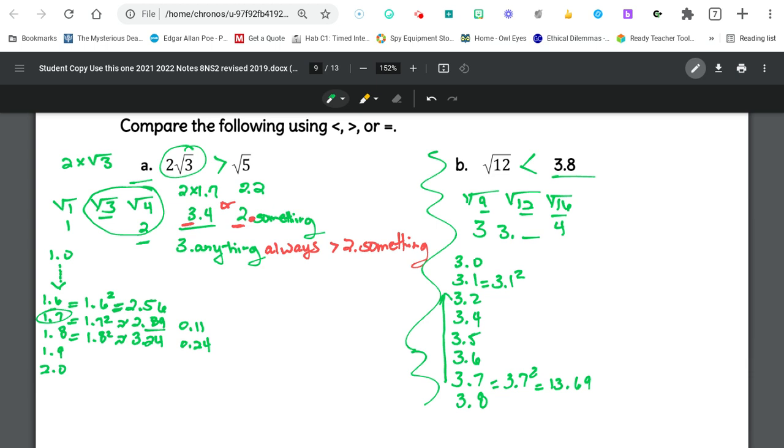Okay? Now, if you check 3.1, so I'm asking you, you get 9.61. You got to use reasoning skills. That's way too low. If I check something like 3.5, it's 12.25. That's like 25 cents away from 12.